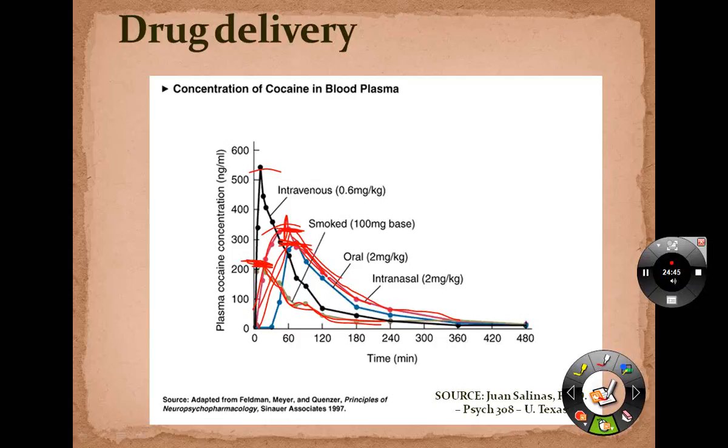Which one do you think is the best one? The best way? What do you want? Do you want to go up as high as possible, or do you want it to last as long as possible? Or do you want it kind of in the middle? Lasting as long as possible. Sure looks like intranasal is the longest lasting. You can see it's got a higher amount down here. But of course, mainlining and putting it right into that blood vessel, well, you get it quick.